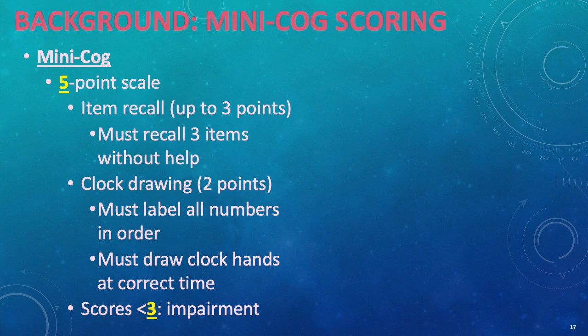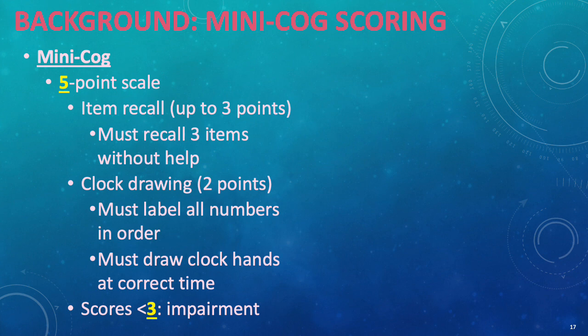So with the Mini-Cog, it is a 5-point scale, and it's broken up into two different aspects of the test. There's an item recall part and a clock drawing part. The item recall part is where the patient is given a list of 3 items to remember, and these are actually standardized items depending on the version of the test that's used. So the patient has to be able to recall those 3 items when the administrator of the test asks for the items to be repeated.